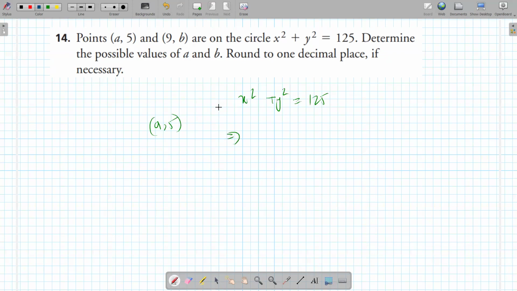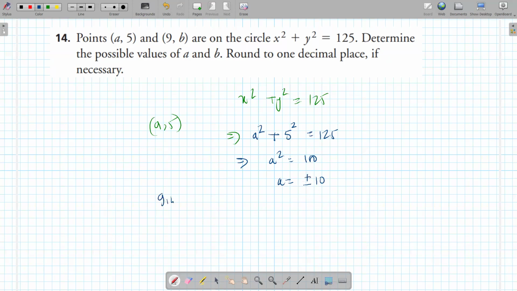So here A is x, so this becomes a squared, plus y is 5, this becomes 5 squared, equals 125. So a squared becomes 100. So what's a? It's 10. Is it only 10? Can it be any other number except 10? It can be -10. So it can be either positive or -10.